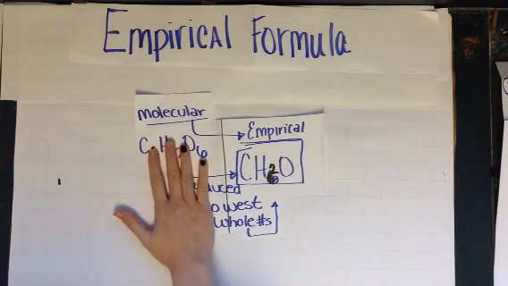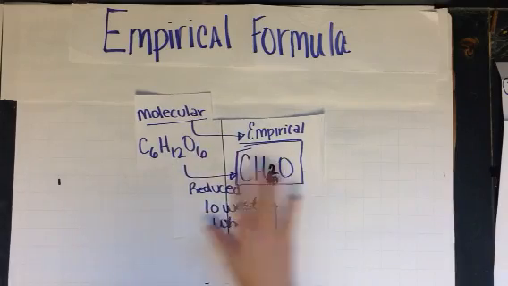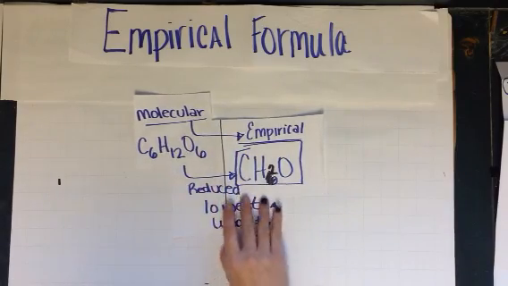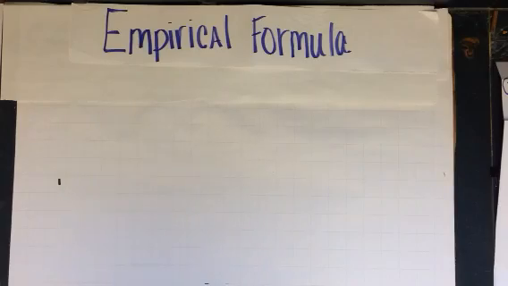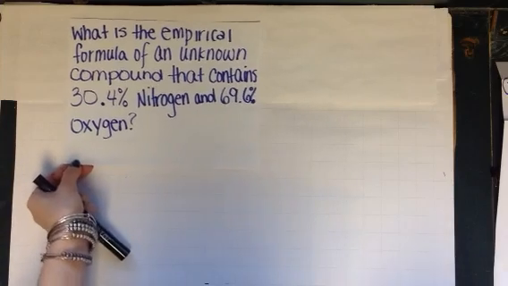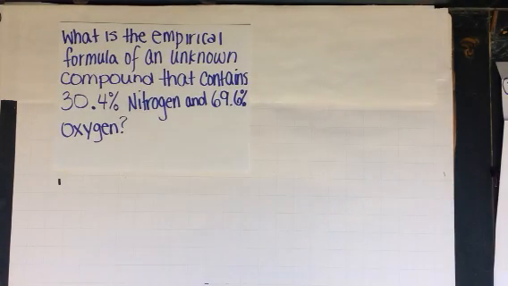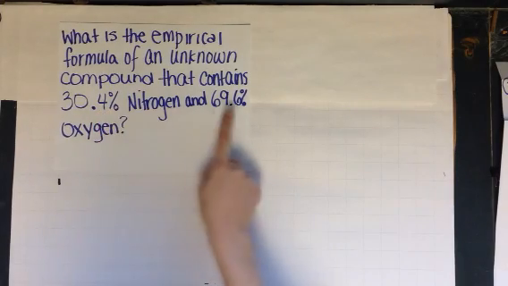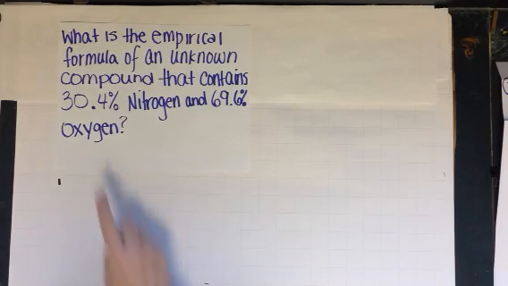Now, it would be nice if they gave us the molecular, and then we could do the empirical. It's a very quick math step. But the way we're going to see our problems are more like this. What is the empirical formula of an unknown compound that contains 30.4% nitrogen and 69.6% oxygen? So we're going to start off with some percents. How do we get those percents? They probably got them from doing percent composition, which we've learned before.